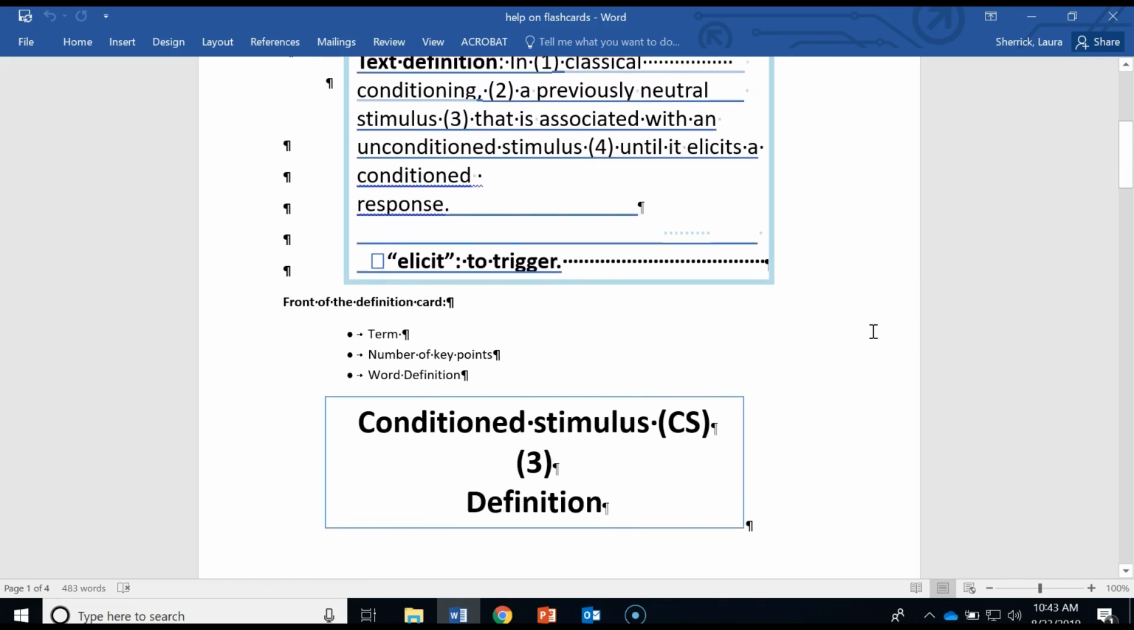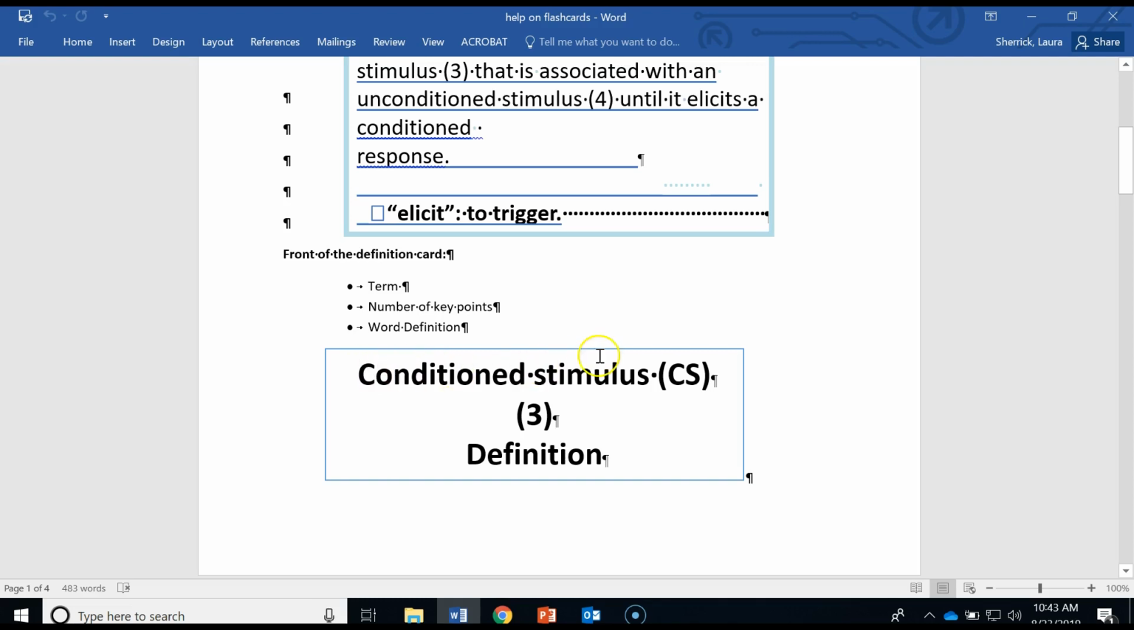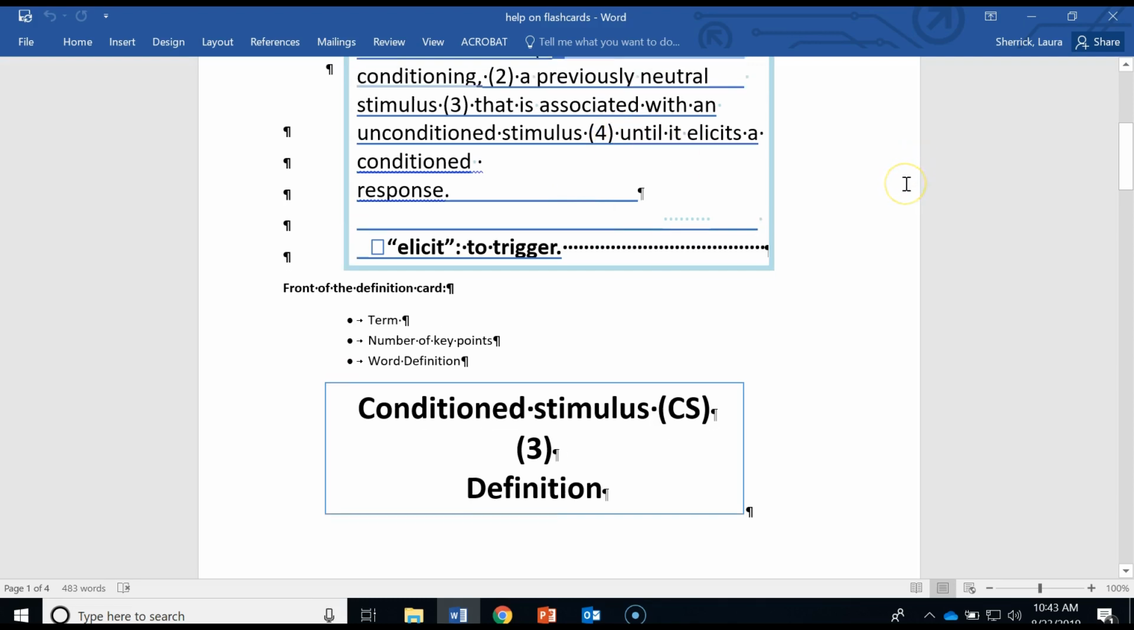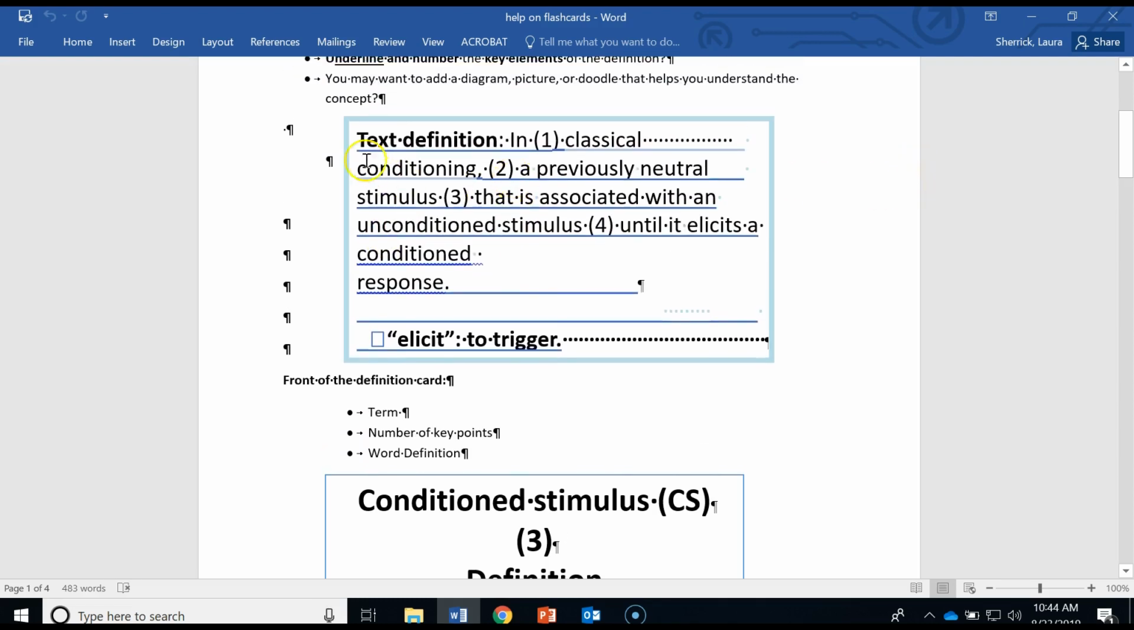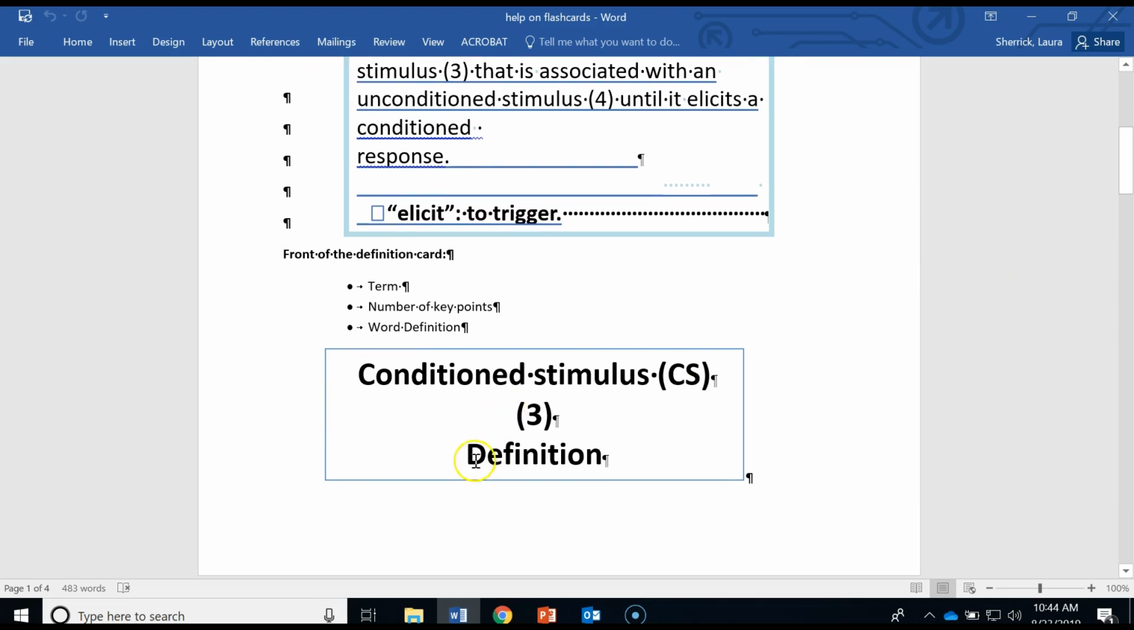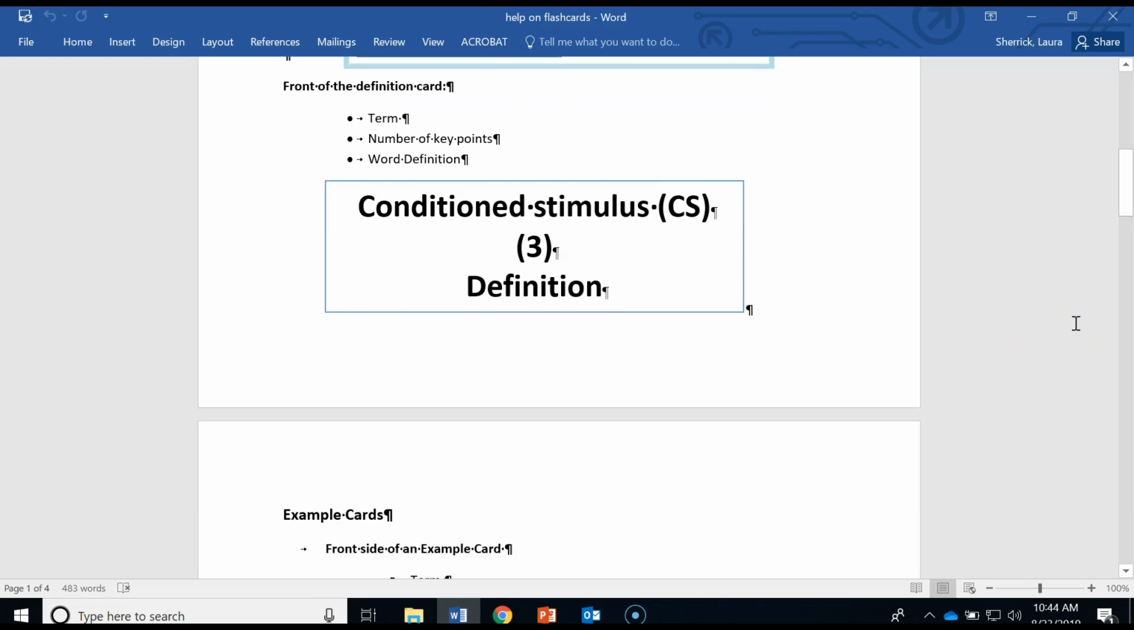And then what you'll do on the front is, of course, have the term. And then this is the number, and this would refer to, so this was on a different card they had, but this would refer to the number of key elements. So if you were doing that for classical conditioning, which is what this one is, you would have 4. And then another key thing is that you're telling yourself this is the definition card. So the term, the number of key elements, and whether it's a definition or an example card.